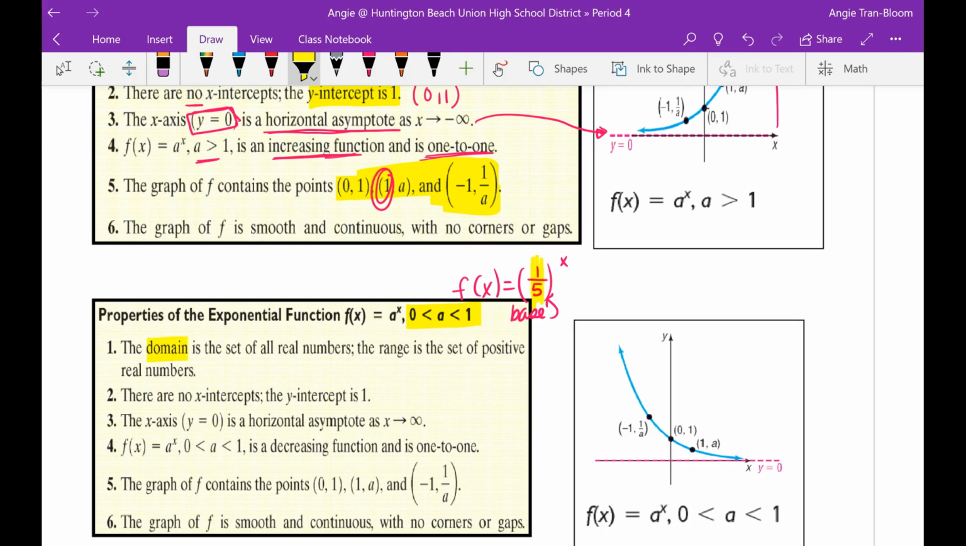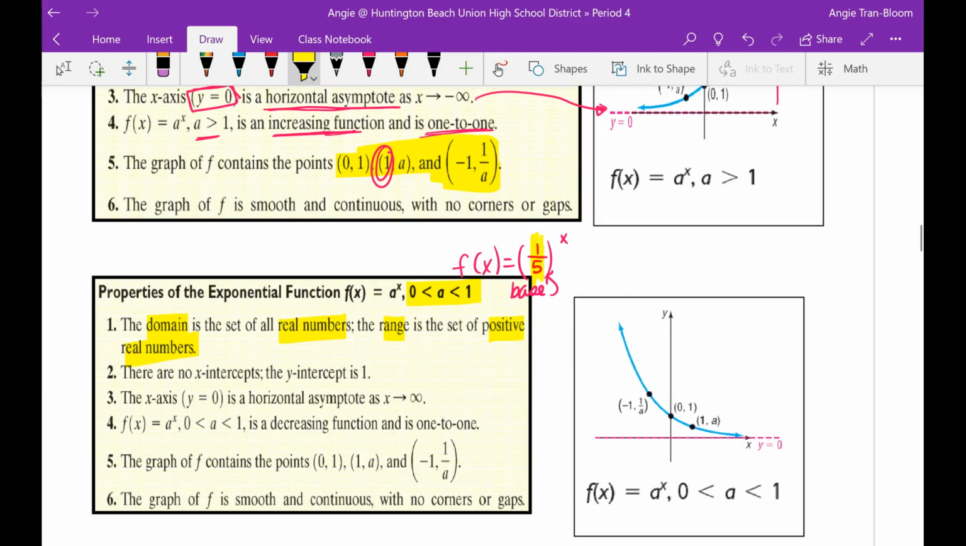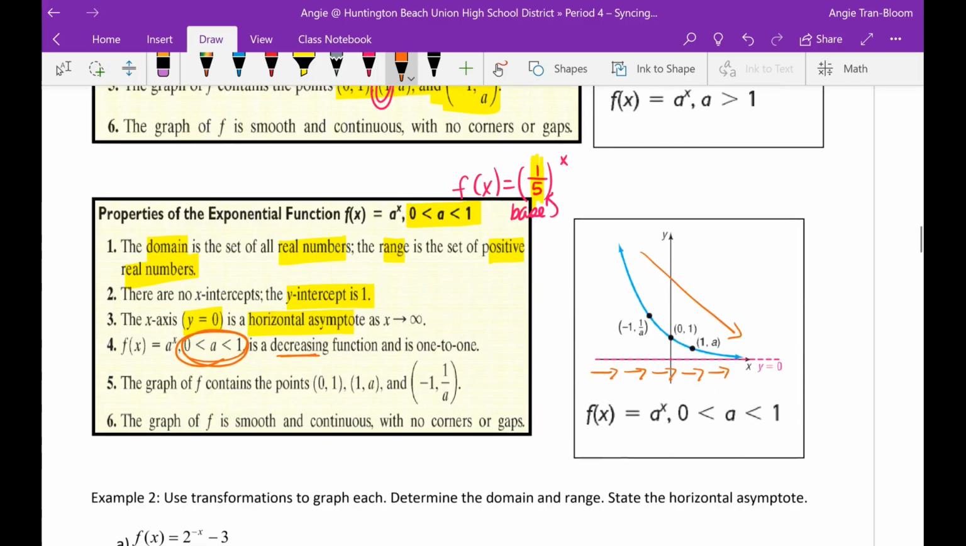With that in mind, let's look at the domain. The domain is still all real numbers. The range is still positive real numbers. Those are not really changing from the top, where a is bigger than 1. Again, no x-intercept, but the y-intercept is still 1. You still have a horizontal asymptote at y equals 0. This is the part that's changing, because a is in between 0 and 1. It's a decreasing function. As you go to the right, y is reducing, so that's why this is decreasing.